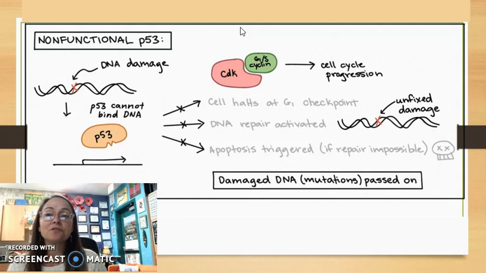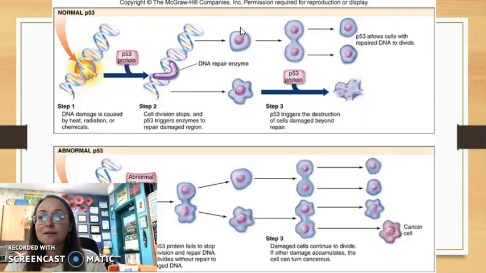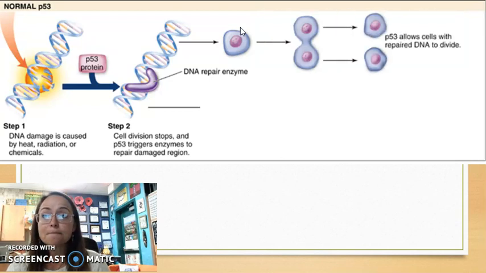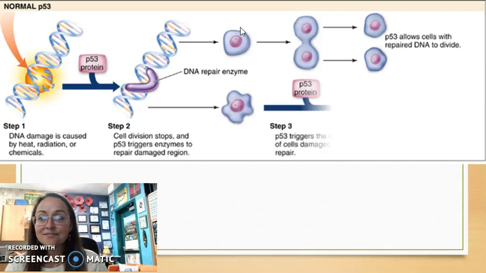However, if p53 is damaged, then there's nothing to stop the cell cycle, and that damaged DNA ends up in daughter cells. So here in a normal p53, up here at the top, you can see how if the p53 protein is working, it can activate DNA repair enzymes that allow the cell to fix the DNA before it goes into S phase.